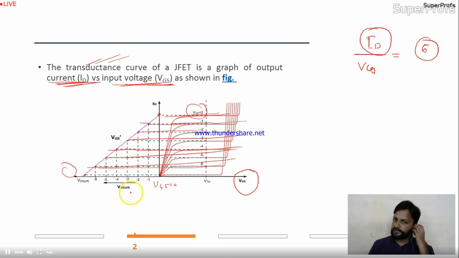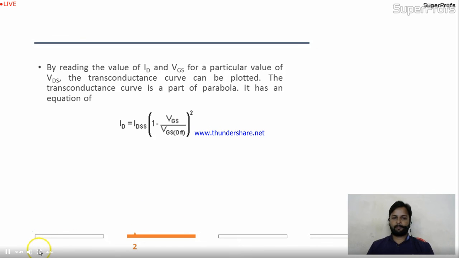Is it okay? I hope it's very clear to you, because earlier we discussed the output characteristic, and we saw there also VGS equal to 0, -1. This is the input changing, and the output ID is changing in this way. So by reading the value of ID and VGS for a particular value of VDS, the transconductance curve can be plotted. And the transconductance curve is a part of a parabola. It has an equation, a very important equation. The relation between VGS and IDS is a parabolic equation.